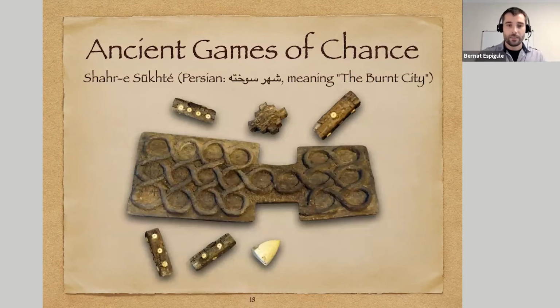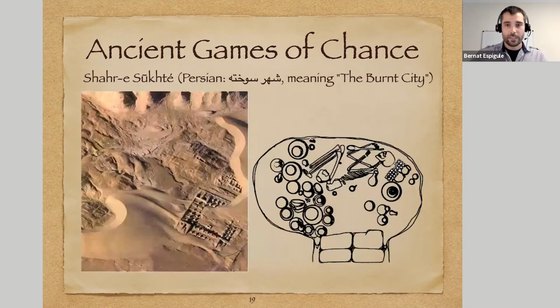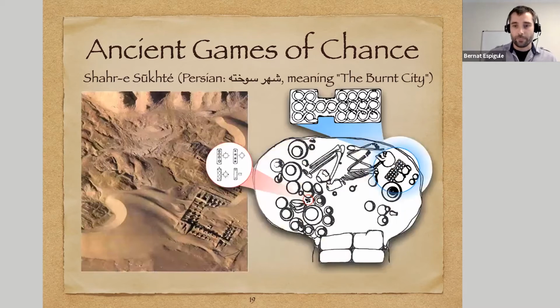But one of the dice that interested me the most was this one from the Burned City in ancient Iran. And this game board was found in the Burned City in the graveyard. There was an Italian expedition that went there in the 70s, and they found this game board that's called the 20 squares game. That's a game that was played in this area, but also in the Indus Valley and in ancient Mesopotamia, in ancient Iraq.